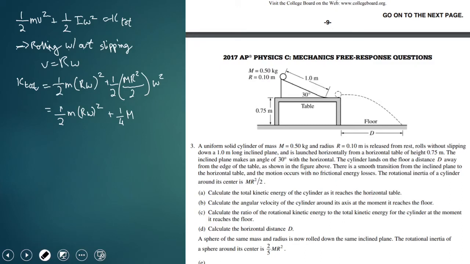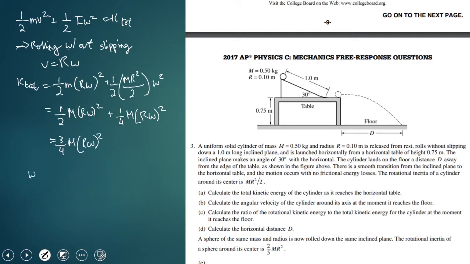Oh, sorry, this mass is capital M. It's just the mass of the object. So this becomes 1/4 m, and then because we have r squared omega squared, I can rewrite this as r omega squared. So we can now combine these together. So it would become 3/4 m r omega all squared.